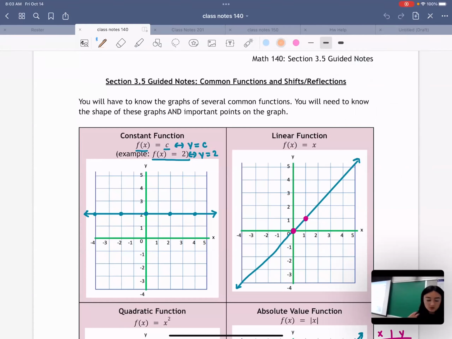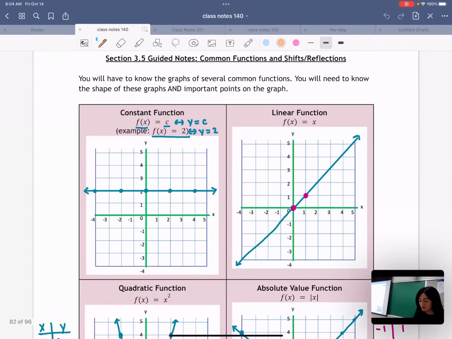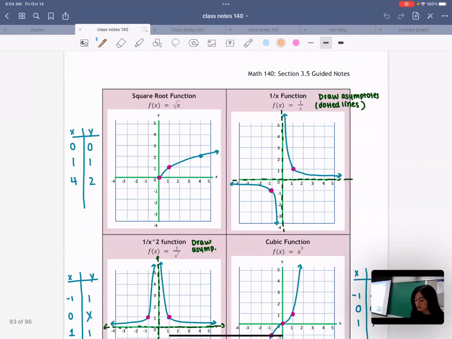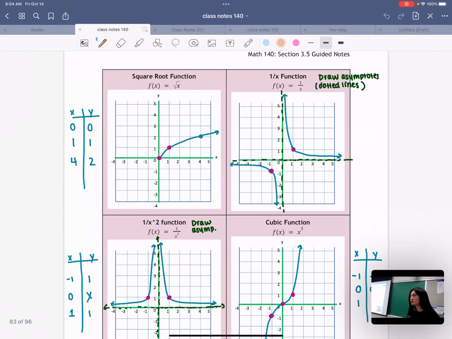All right, so let's pick off where we left off last time. Just a little reminder, we talked about common functions. So we had about 8 of them, right? We had our constant function, the linear function, quadratic, absolute value, and so on. And for your quiz, you have to know how to draw these and know the specific points on the graph.